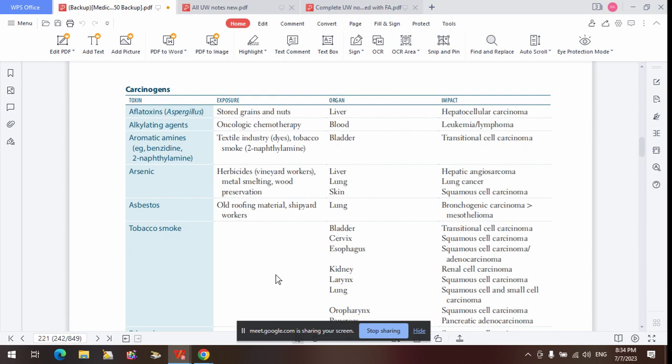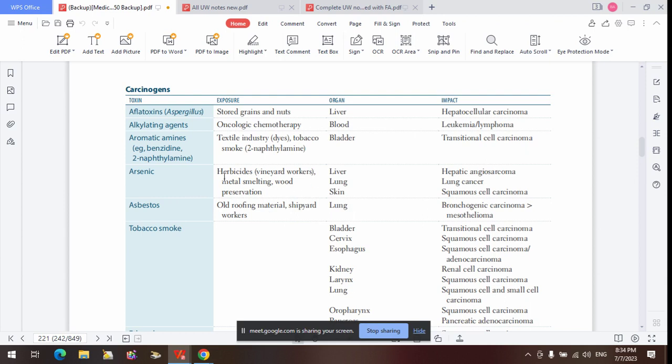Arsenic, we said it can be from three sources: people that are exposed to herbicide, people that smelt metals, or people that are working with treated wood. Those chemicals that they use to preserve wood contain arsenic. So for example, if somebody is a farmer and is using herbicides, that herbicide can contaminate the skin, and from there they can develop arsenic exposure, which can drive squamous cell carcinoma of the skin.